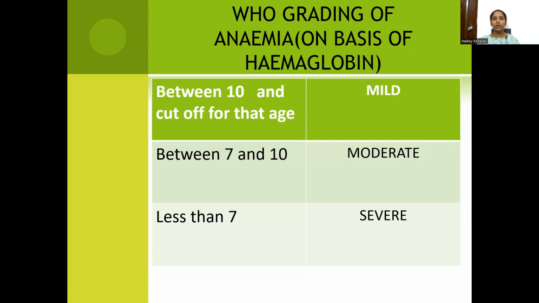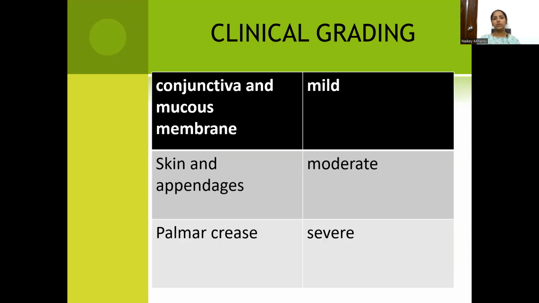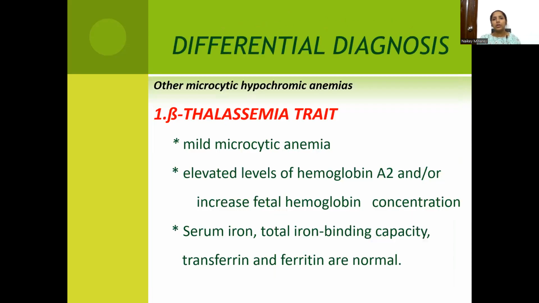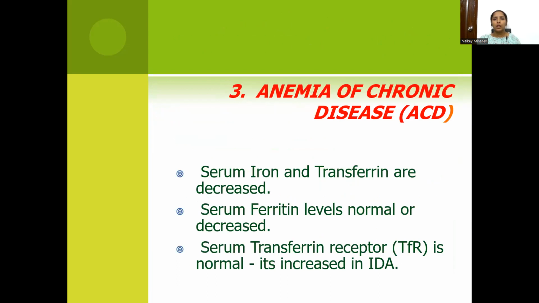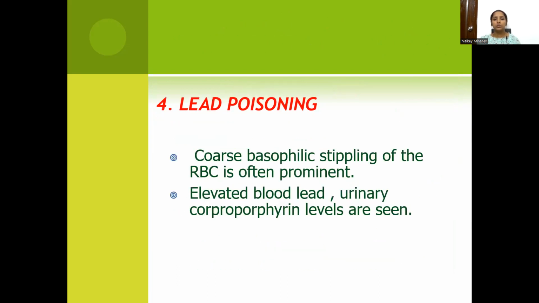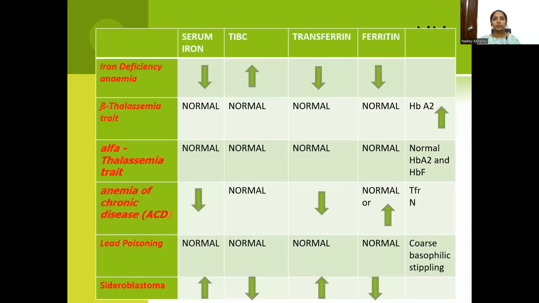Now, WHO grading of anemia: between 10 and the cutoff for the age, it is mild; 7 to 10 is moderate; less than 7 is severe. Clinically, in conjunctiva and mucous membrane it is mild, skin and appendages moderate, palmar pallor is severe. Coming to differential diagnosis, it should be differentiated from thalassemia trait, where there is mild microcytic anemia with elevated hemoglobin A2; anemia of chronic illness, which is normocytic, normochromic; and lead poisoning, where basophilic stippling will be there.